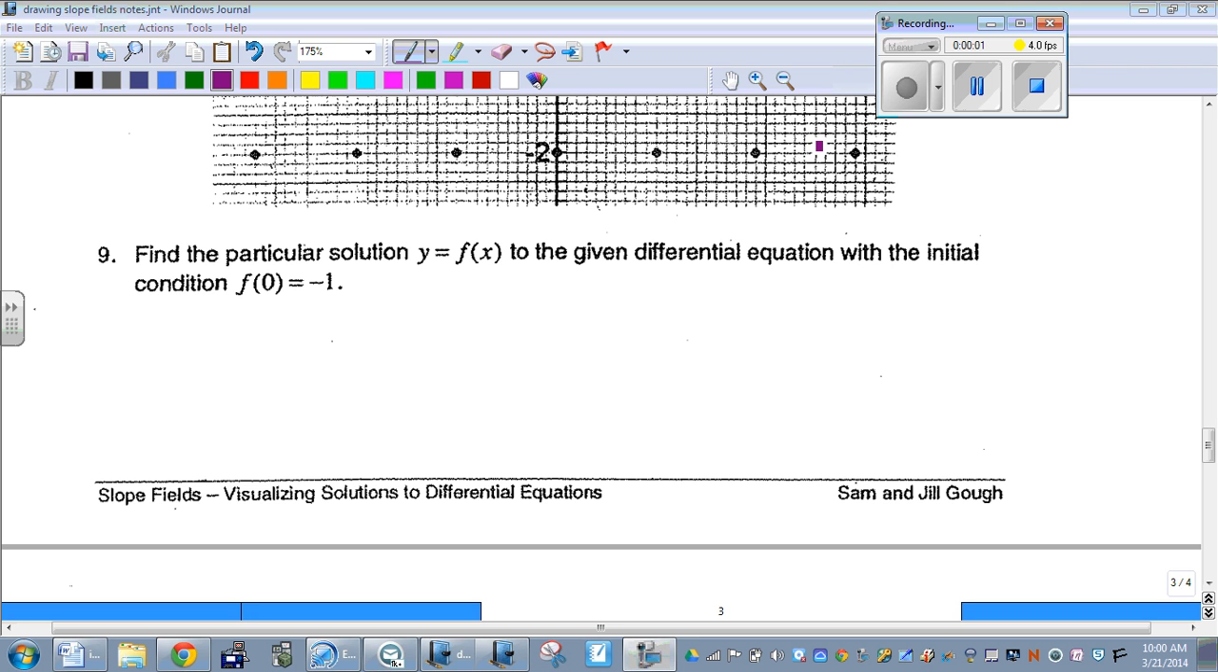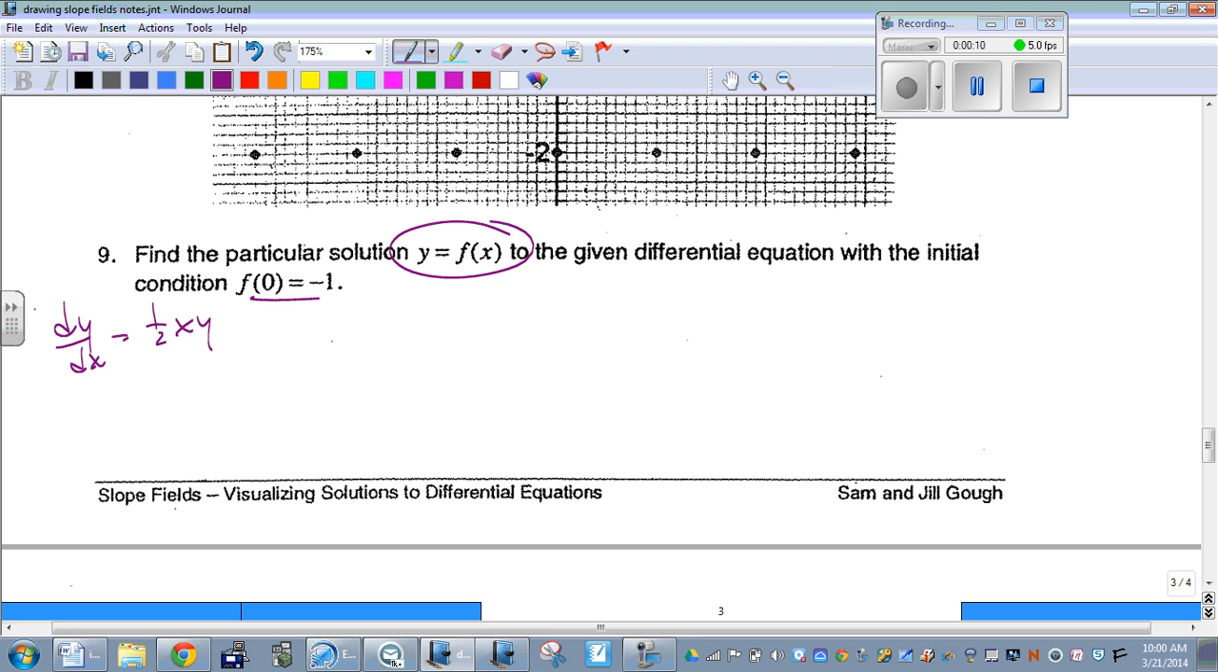So for number 9, dy dx equals 1/2 xy. And we want to find the original equation y equals f of x using this point. Right? It has to go through this point.